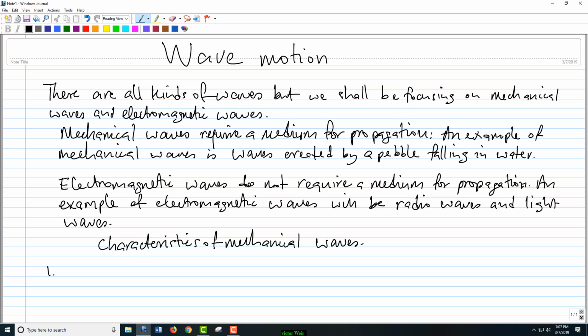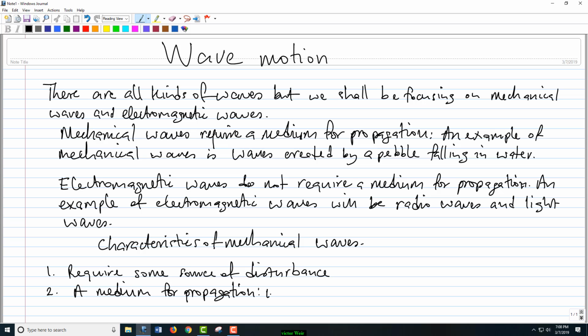Mechanical waves require a source of disturbance. They also require a medium for propagation, that is, a medium containing elements that can be disturbed. Number three, there is also a physical mechanism. So mechanical waves require a physical mechanism by which elements of the medium can influence each other.